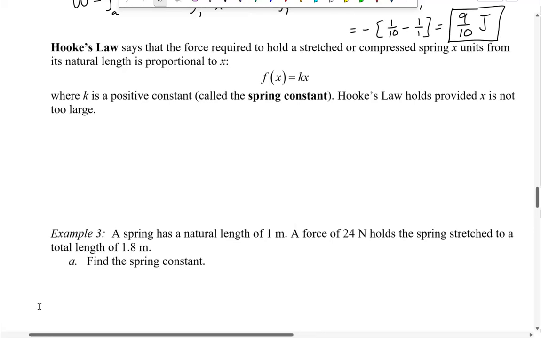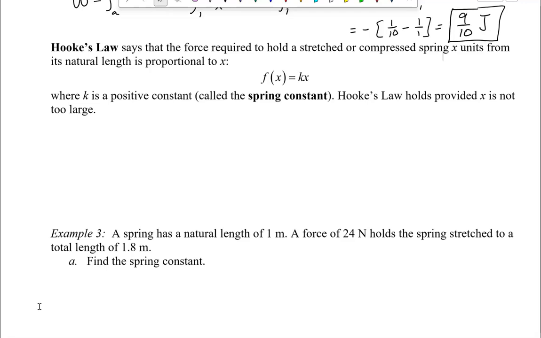Hooke's law says that the force required to hold a stretched or compressed spring x units from its natural length is proportional to x. So f of x is equal to kx, where k is a positive constant called the spring constant.